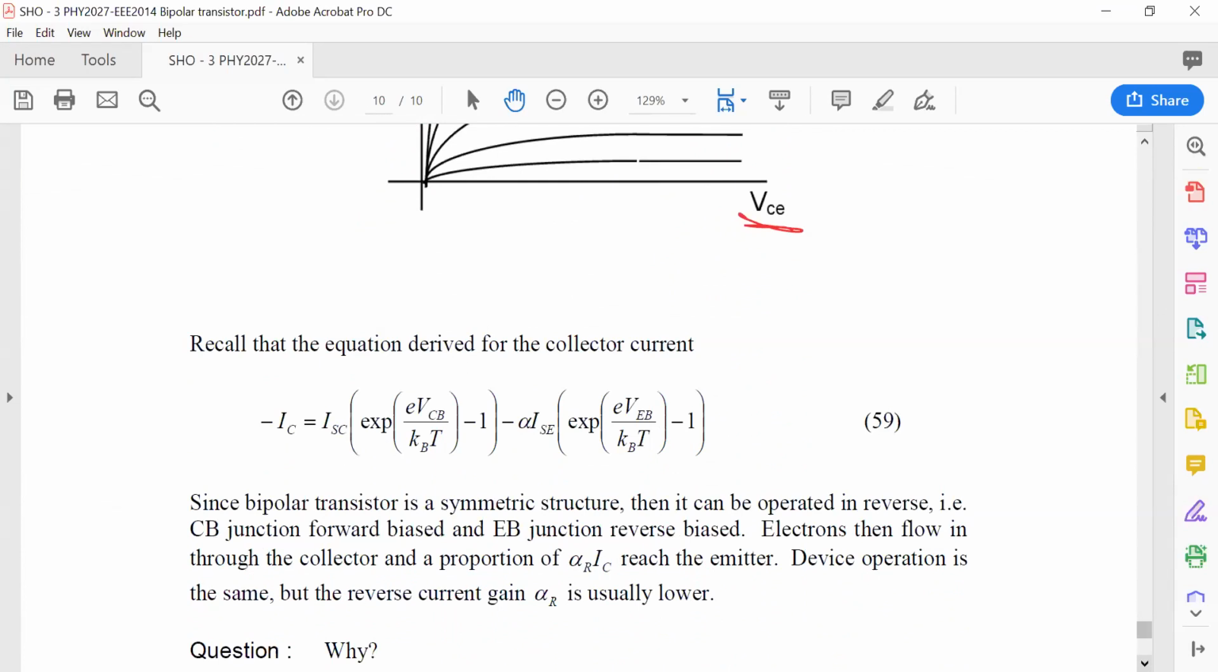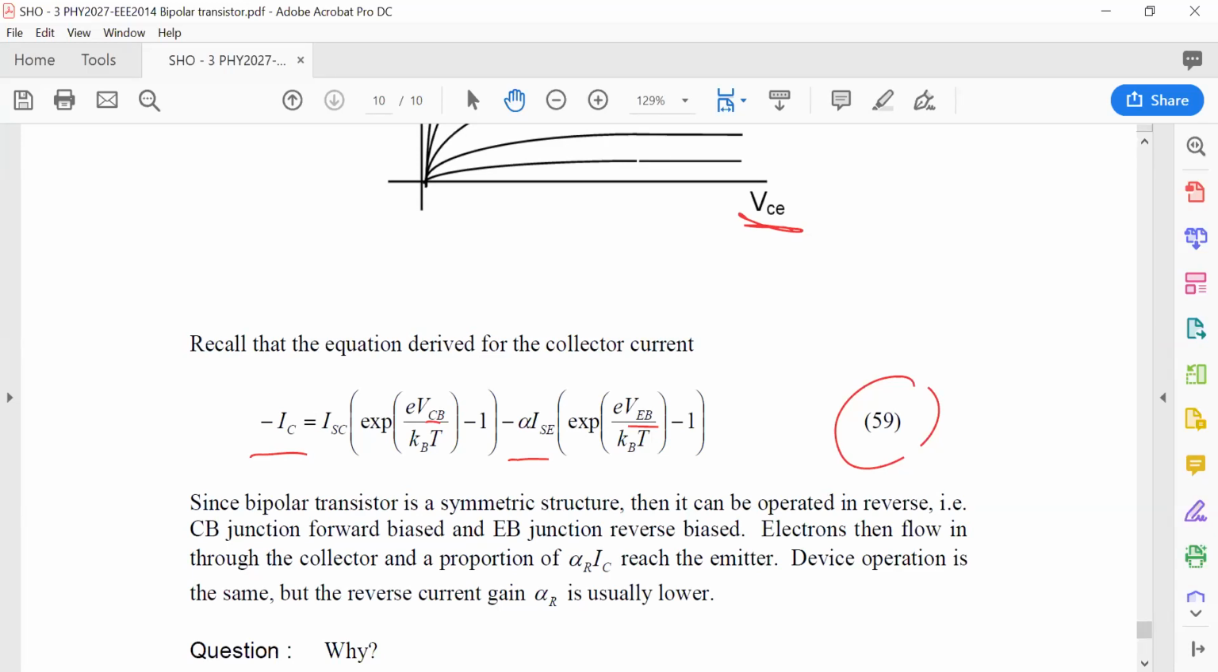The last thing I want to really talk about are the Ebers-Moll equations. And the important thing here is to think about the asymmetry of the doping in the bipolar transistors. So equation 59 is something you've encountered before. It's the total collector current being the combination of the collector base voltage and the emitter base voltage, whereby an amount or a proportion of the emitter current is going to reach the collector current.